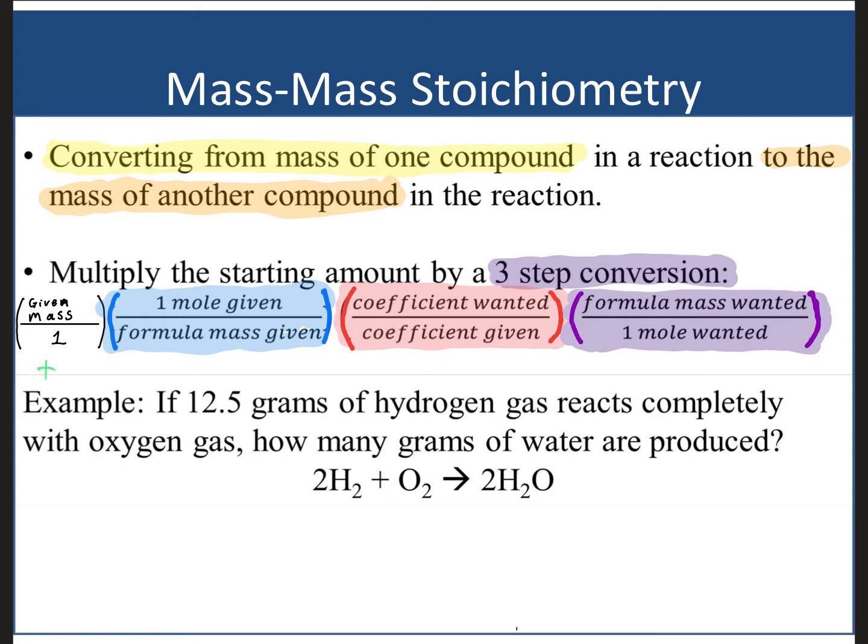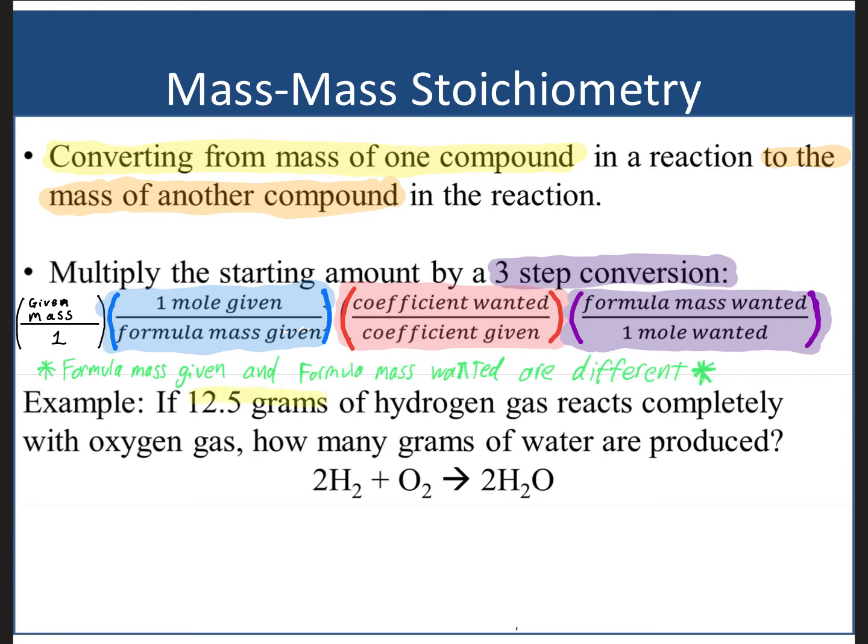Keep in mind that the formula or molar masses of the given substance and the formula mass of the wanted substance are going to be different numbers, because the substances are different. They have different chemical formulas, which means they have different formula or molar masses. So let's look to see this in an example.